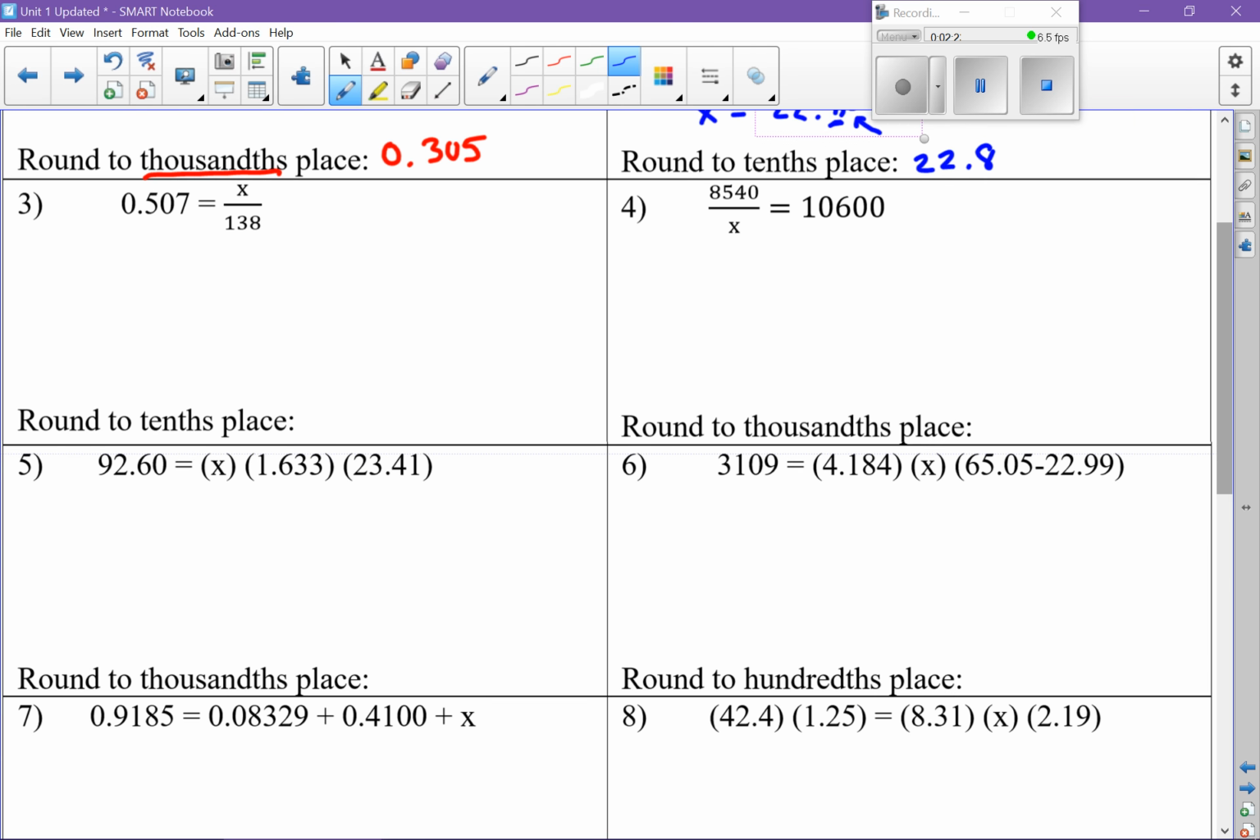Alright, let's try another one. Over here we have a fraction on one of the sides but not the other. You guys are really good at cross multiplying, so the easiest thing to do is make there be a fraction on both sides, and you can do that by putting this over 1. Now you just cross multiply, which we're really good at. If I multiply 1 by x, I just get 1x, which is the same thing as x, equals, if I cross in the other direction, you're going to do 0.507 times 138.